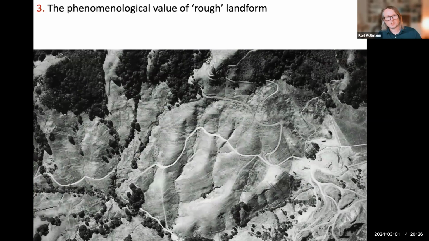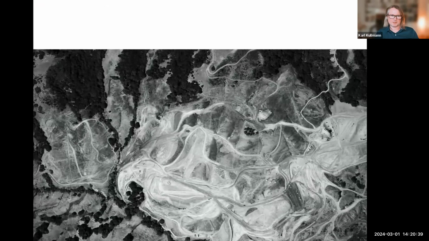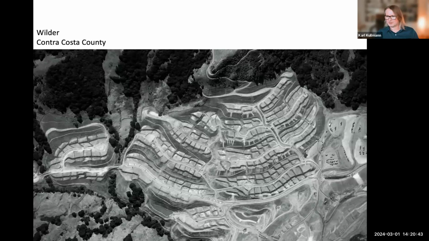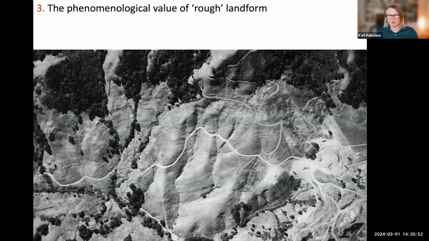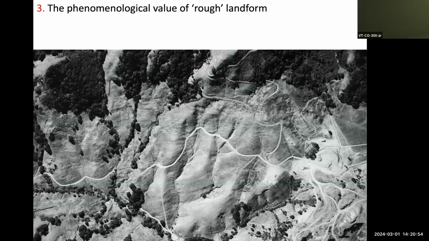You also lose what I term the phenomenological value of rough landform. This example is really interesting. This is just near me in the Berkeley Hills, and you can see it went through a process of leveling for suburban development. It's wilder in Contra Costa County. Let's go back. I watched it, photographing it in the hills for a few years.